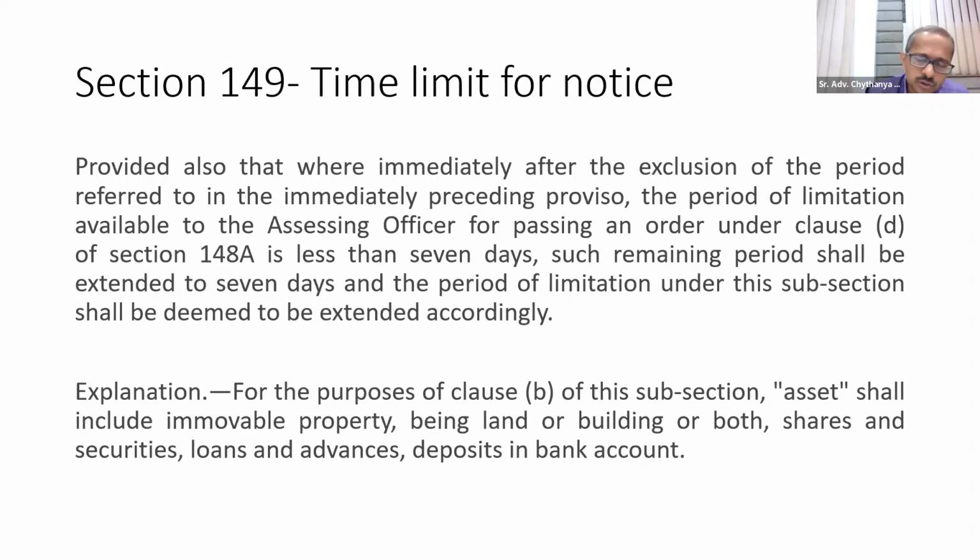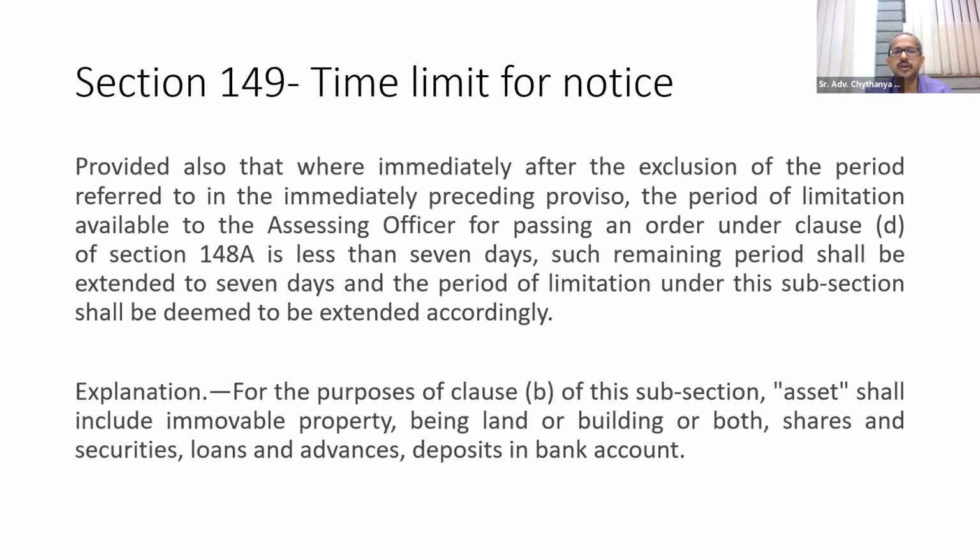If after exclusion, the available number of days is less than 7 days, it has to be extended to 7 days, similar to what you have in the 153 explanation, where if after excluding, the balance number of days is less than 60 days, it has to be replenished up to 60 days. So this is an important one.